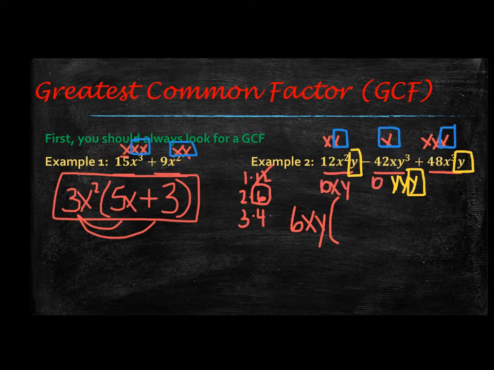So we're going to take that 6xy and we're going to divide it out of each of these terms. So 12 divided by 6 is 2. If we take out one of those x's, we have an x left over, and then the y's cancel. Then we have a minus. Again, you want to keep your signs the same. 42 divided by 6 is 7. We were able to take all of the x's out, so that cancels. But then we have a y squared left over.